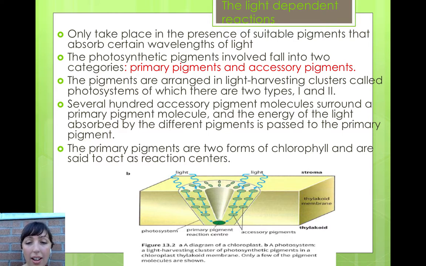And you can see that in this model, there are accessory pigments that are lining this whole area, and then they're funneling that light energy into the primary pigment reaction center. And so these photosystems are lined within the thylakoid membrane, and they're really an essential first part of the light-dependent reactions.